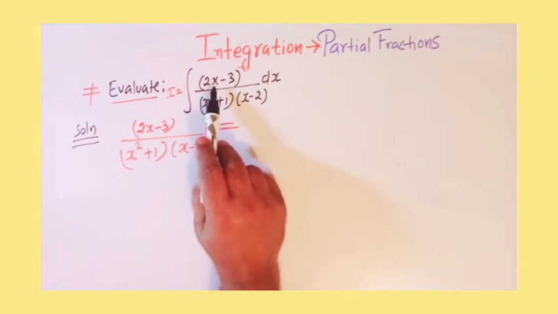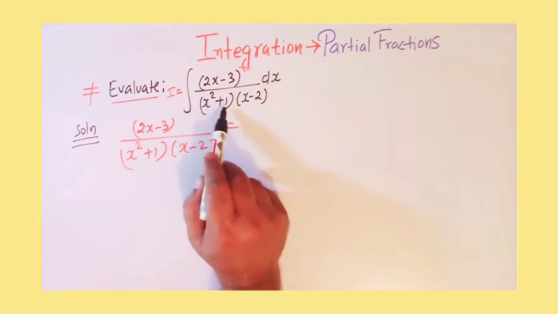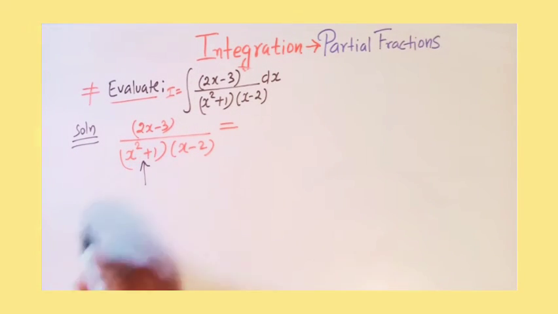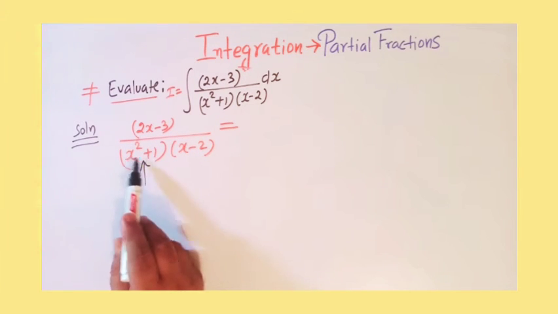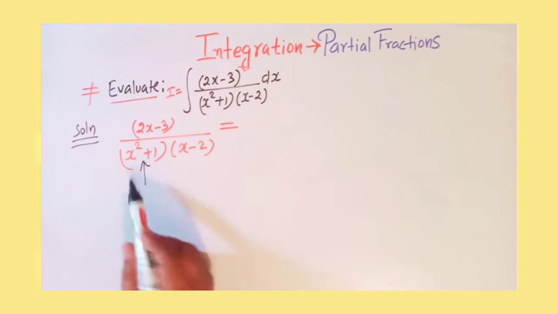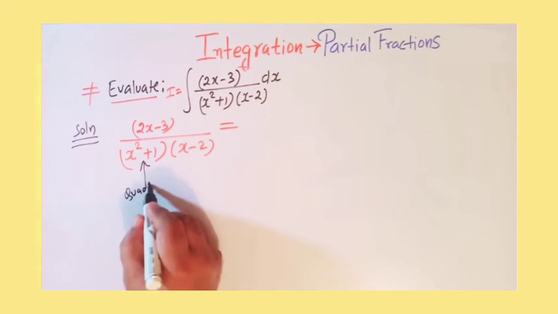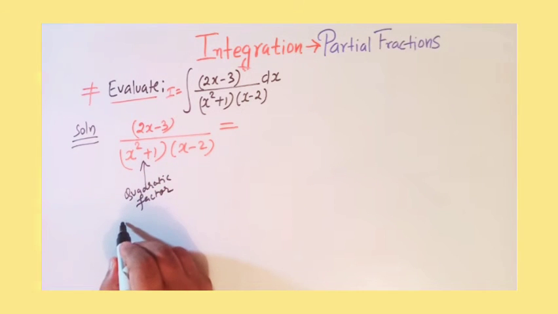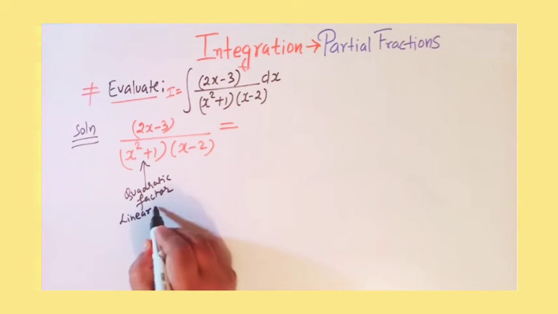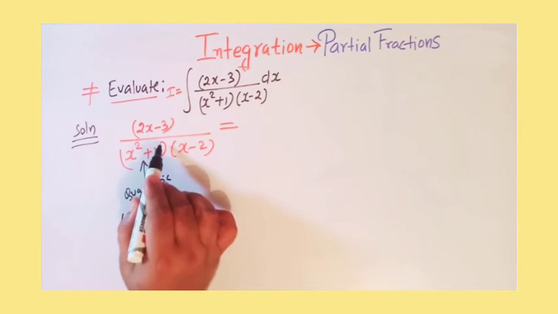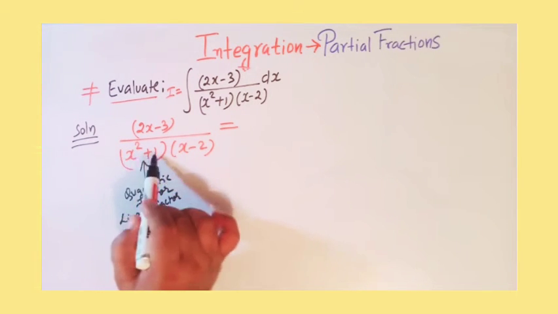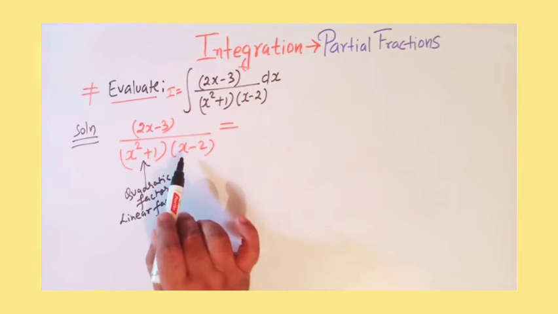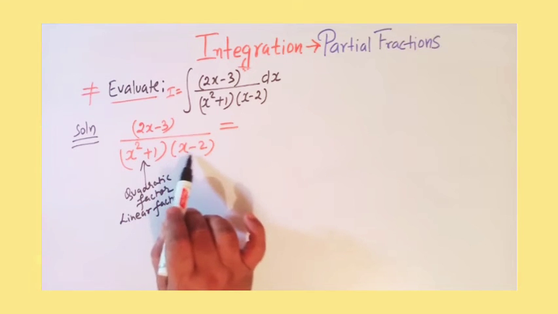Here we have to integrate (2x minus 3) divided by (x square plus 1)(x minus 2). Now here we see that this is a linear factor and this is a quadratic factor, and this factor cannot be factorized into linear factors, right? So we cannot decompose this factor into linear factors, right? Now this is a linear factor.